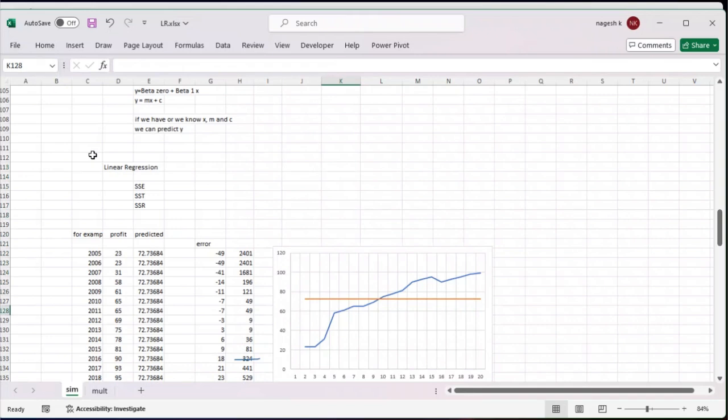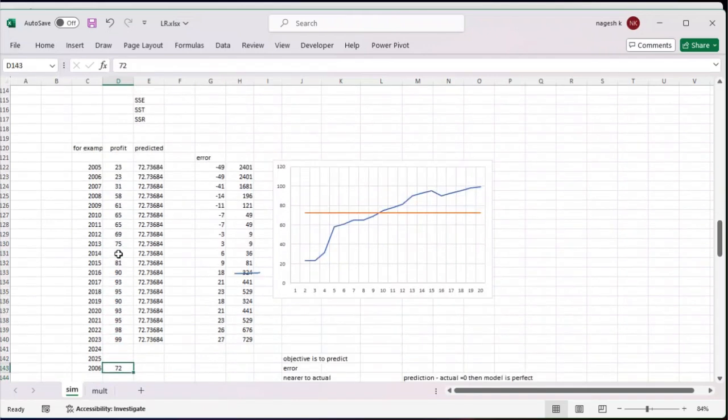For example, let us take a single variable. Suppose the profit element is there. Let's randomly take this profit, from 2005 to 2023, the profits are given here. Then, if we have only one variable, how do we predict in a normal scenario?